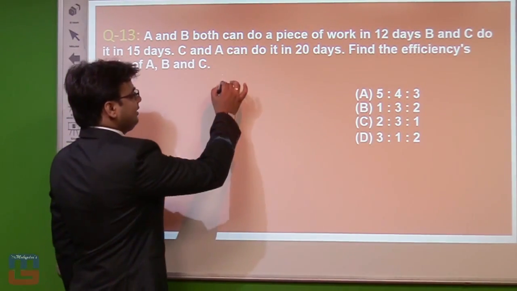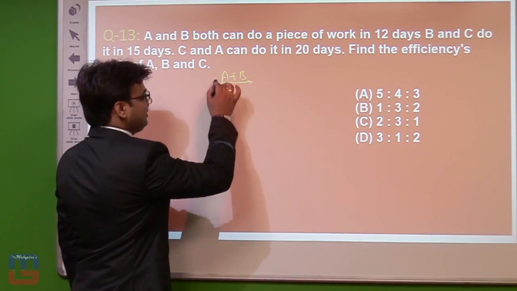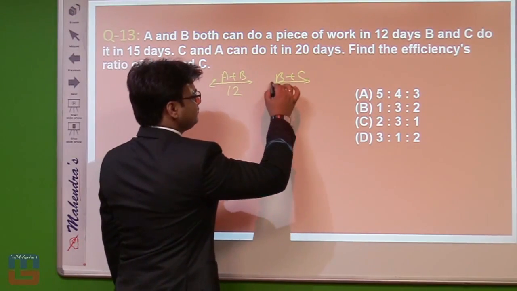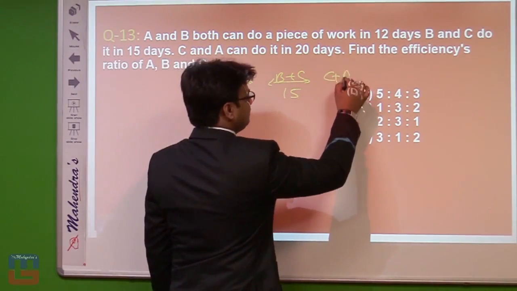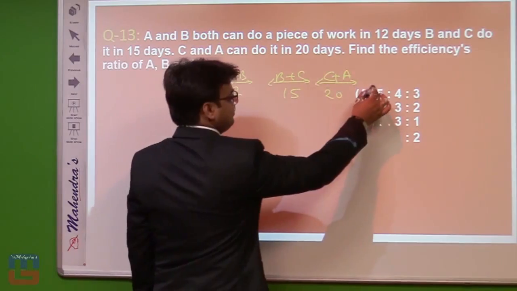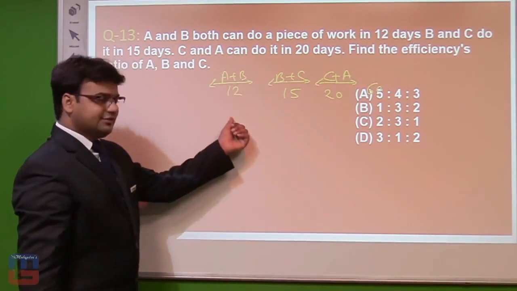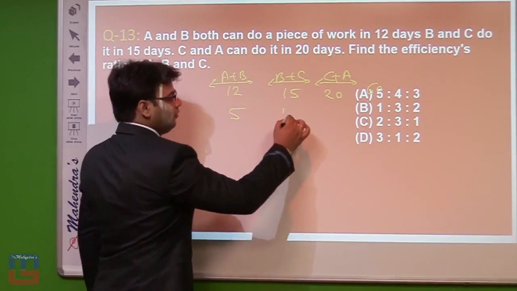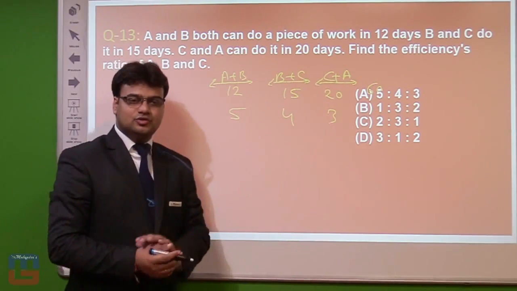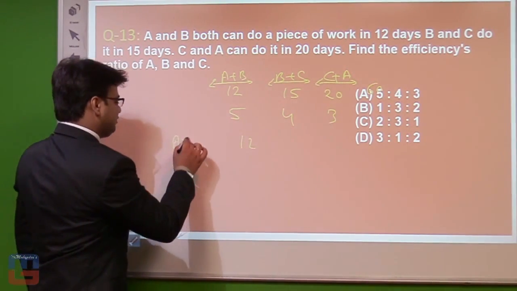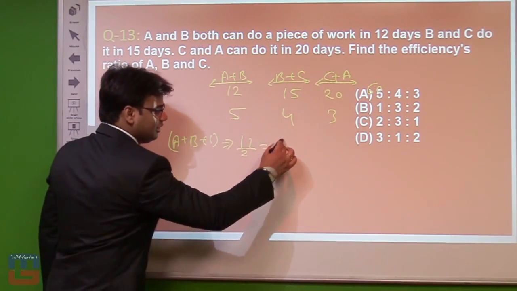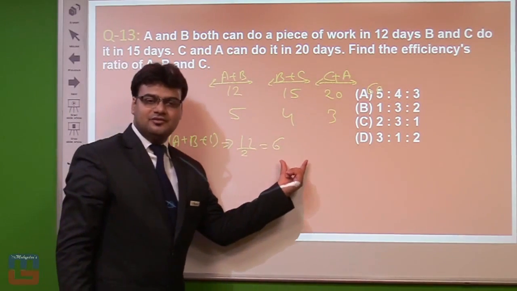Firstly, what is given: A and B can finish a work in 12 days, B and C in 15 days, C and A in 20 days. We take the LCM of all three, and get 60, which gives 5, 4 and 3. If we add it, what will we get? 5 plus 4 plus 3, that means 12. 12 means 2 times A plus B plus C, so A plus B plus C is equal to 12 by 2, that means 6. It's the total efficiency of ABC.